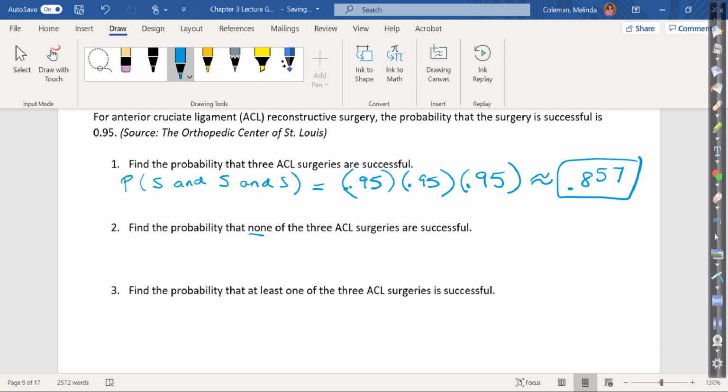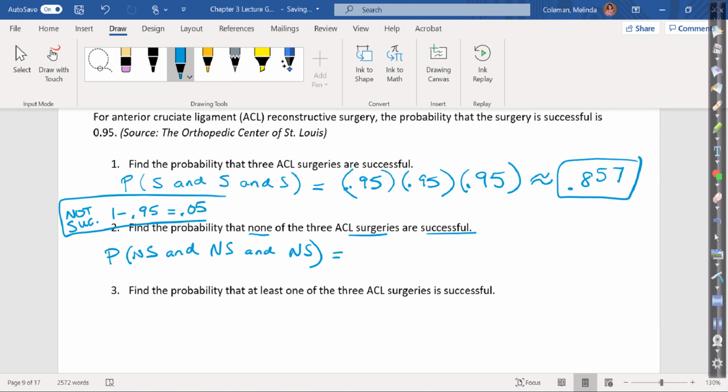Find the probability that none of the surgeries are successful. So that's going to be the probability of no success, and then another non-successful, and then another non-successful. So what's the probability of no success? Well, if the probability of a success is 0.95, then no success would be 1 minus 0.95, which is 0.05. So this would be 0.05 times 0.05 times 0.05.